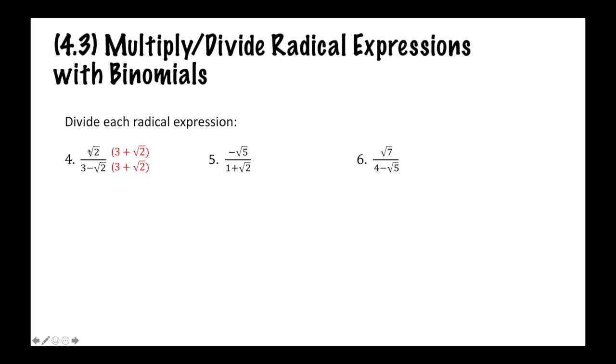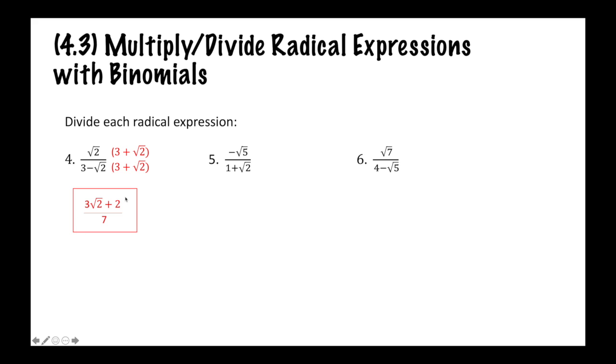In the numerator, I end up distributing this root 2 in, giving me 3 root 2 plus root 2 times root 2 is root 4, which then turns into 2. Then in the denominator, if I multiplied this out, I get 3 times 3, so that's 9. On the outside, I'd get 3 root 2. This part would give me -3 root 2, so those are going to cancel. Then I've got negative root 2 times root 2, which is negative root 4, and ultimately turns into -2. Now 9 minus 2 gives me 7, and that's why this is the final answer.